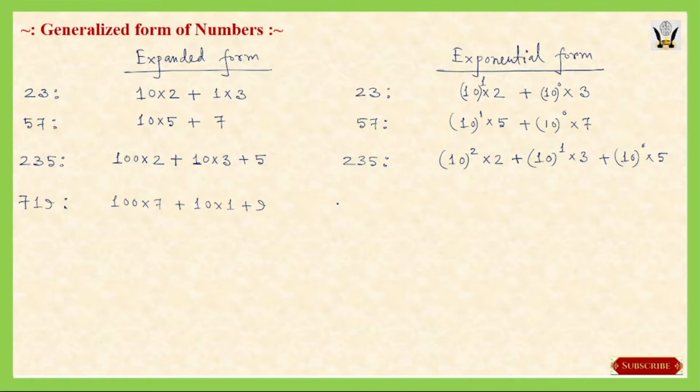And in exponential form, if we want to express 719, it can be expressed as 10 square, that gives 100, multiplied by 7, then 10 to the power 1 multiplied by 1, then 10 to the power 0 multiplied by 9.